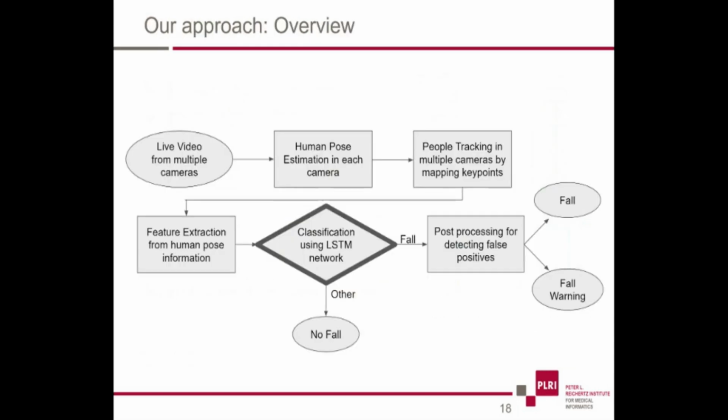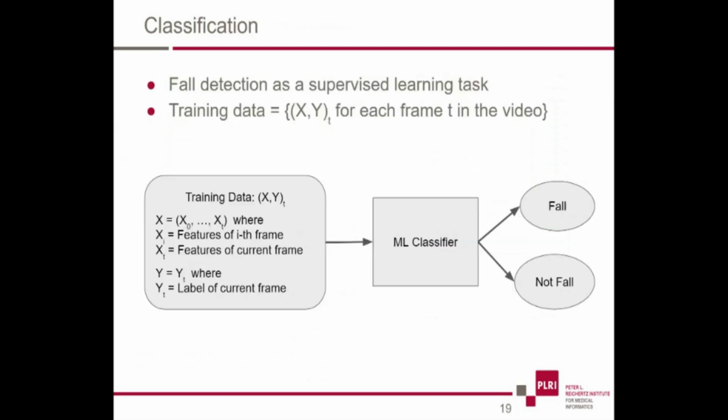Now that we have extracted features from the video frame, our next goal is to predict whether a fall has occurred or not. We represent fall detection as a supervised learning task. At a given time step t, we use the features extracted from all previous time steps till that time step as input to a machine learning classifier. The classifier then predicts whether a fall has taken place in the current frame or not. During training, we compare the output with a true label for the current frame and update the model parameters accordingly.